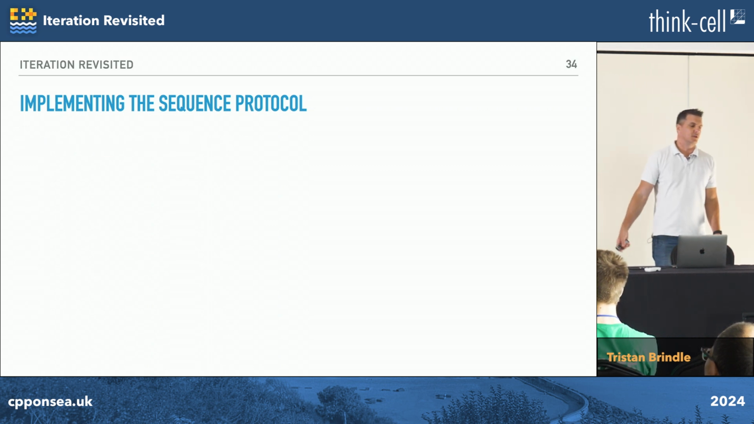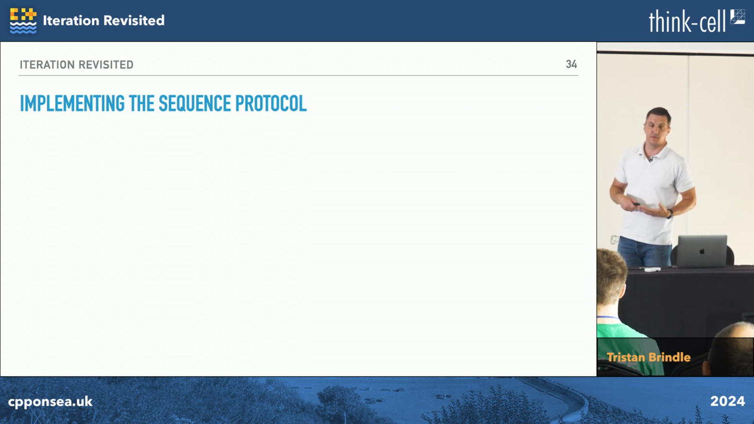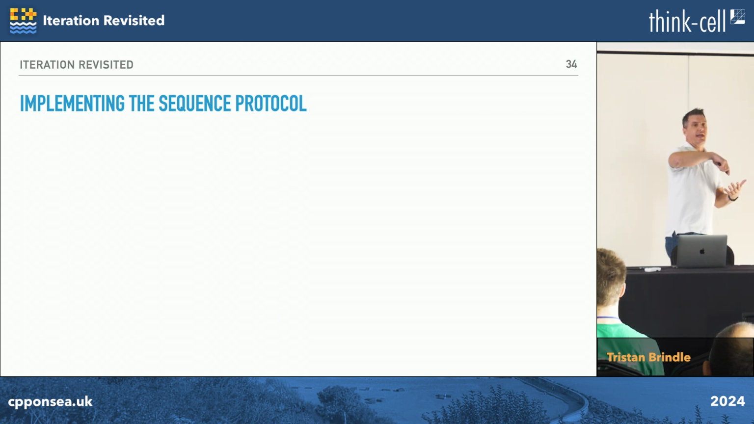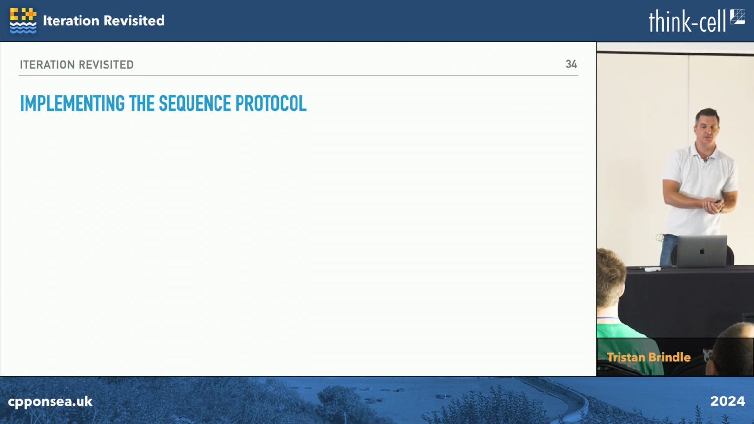Implementing the sequence protocol. We've just had a look at an example of how we use Flux sequences, how we build up these pipelines, how we call algorithms. What about the other end of the equation? What happens if we have some type and we want to turn it into a sequence that we can use with these Flux operations? How do we implement the sequence protocol?